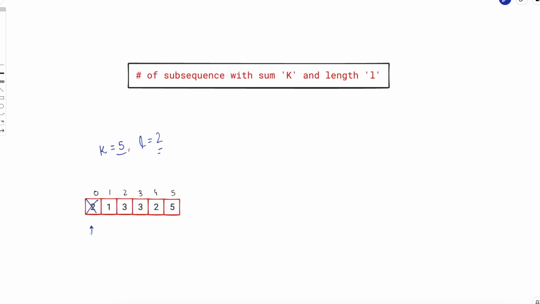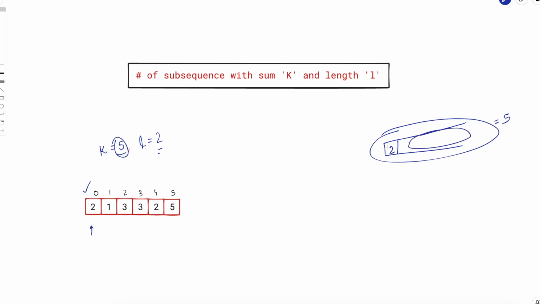Now the second choice could be, you take the first element. In that case, you are forming a subsequence and you have taken an element 2. So the entire sum of this subsequence is supposed to be 5, right? Our first element is 2. So what will be the sum of the remaining elements? It would be 3, right?